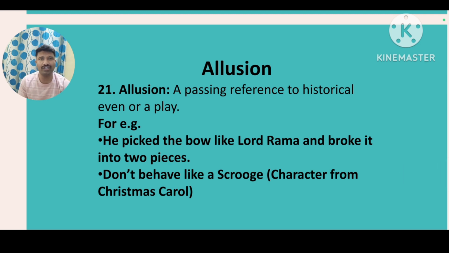Next, we have the allusion. Allusion means a passing reference to a historical event or a play. Example: he picked the bow like Lord Rama and broke it into two pieces. Don't behave like a Scrooge. Clear, children? So, this is an allusion.